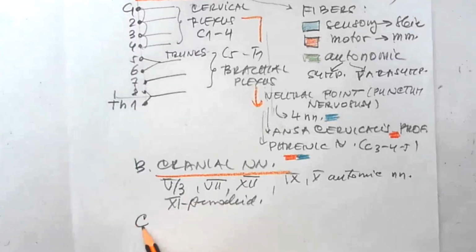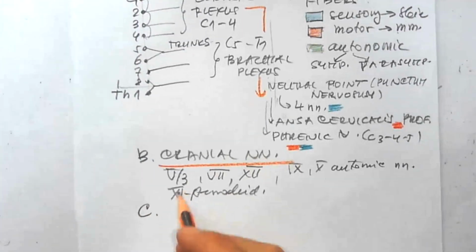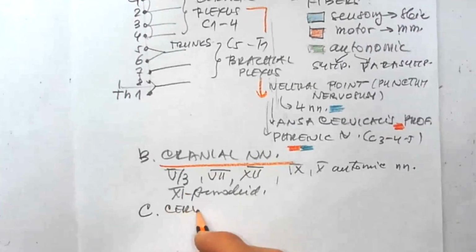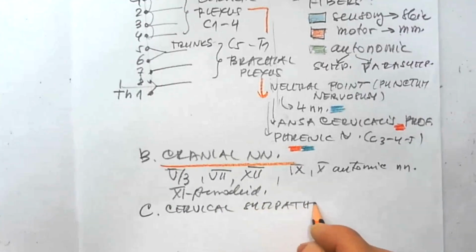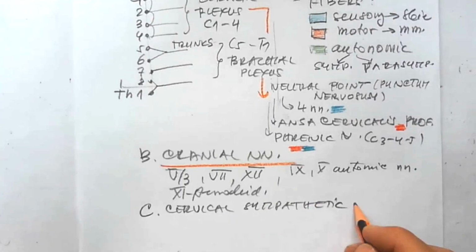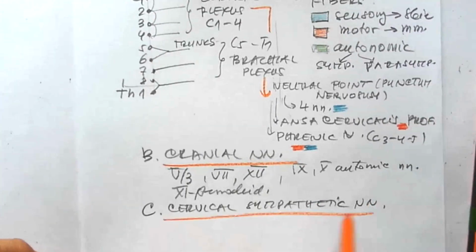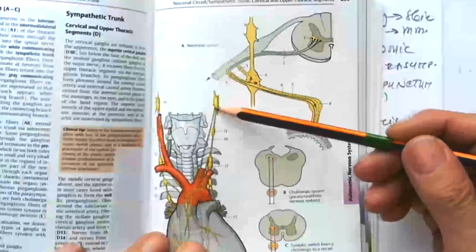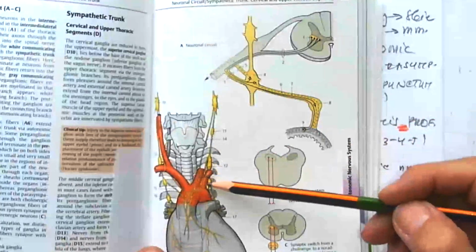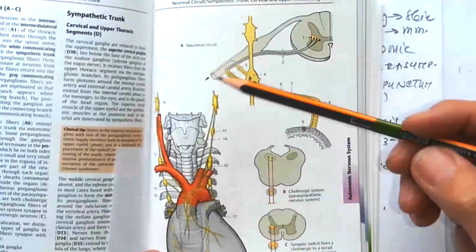And the last one is C, called cervical sympathetic nerves. Very important part. I would like to show you the sympathetic nerves forming the sympathetic complex. We see the sympathetic ganglia. There are 3 ganglia. The last one is situated below the subclavian artery.